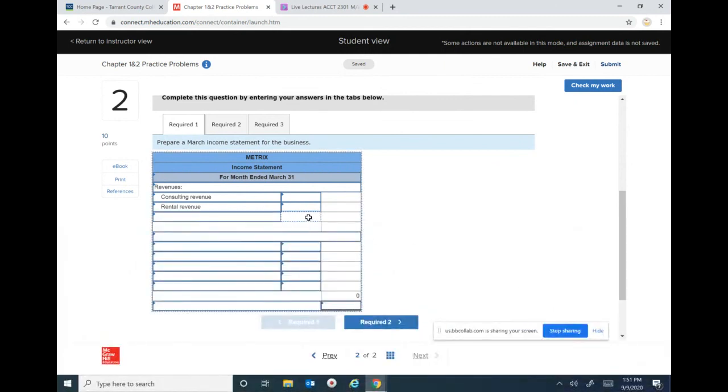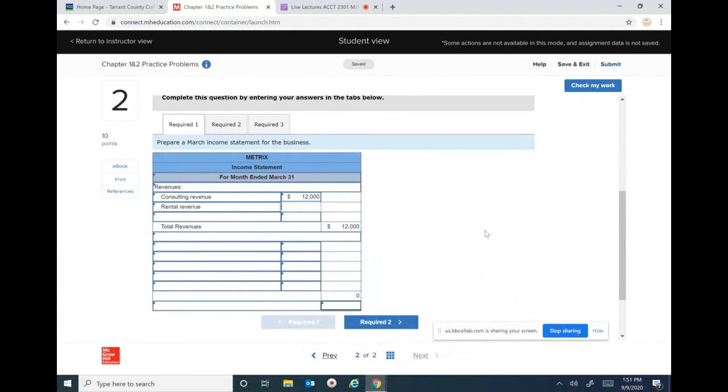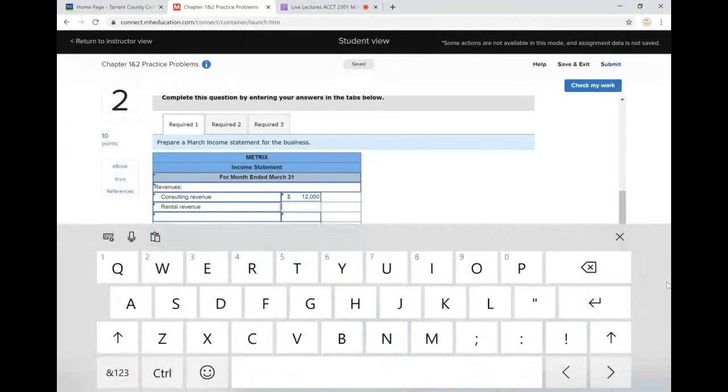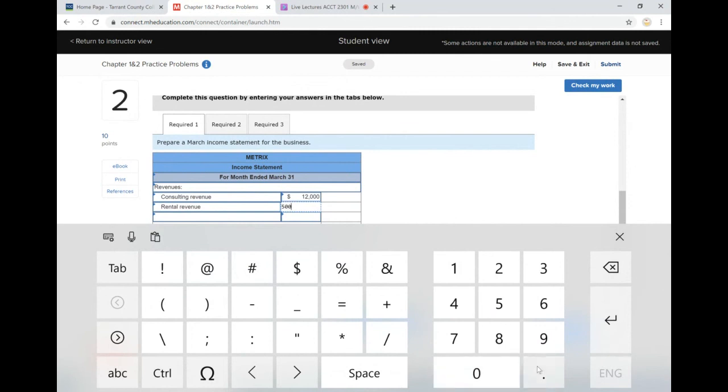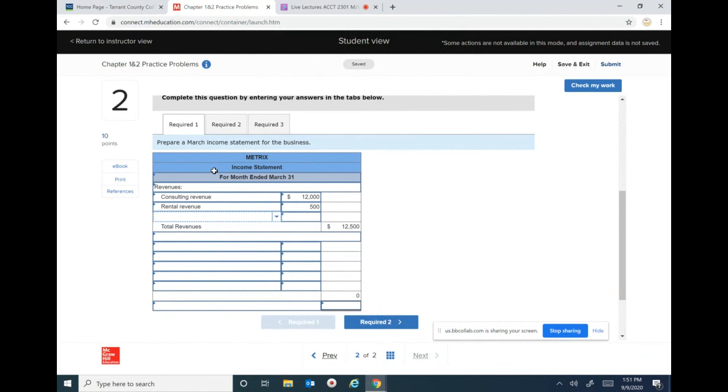It's not pulling up total revenue, but I do need a sum of both of my revenues. I need something here to show me what the total revenues are. So here is the $12,000. And here is, oh, there you go. It popped up by itself. I should have thought about that, but I didn't. That's what happens when you work problems real time. Anyway, and then we have rental revenue, 500. All right, here we go. Now the income statement is happy and looking okay.